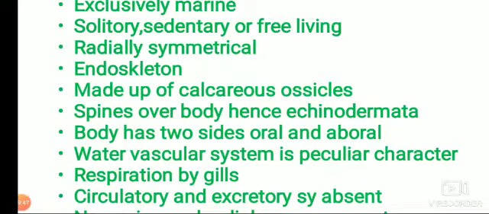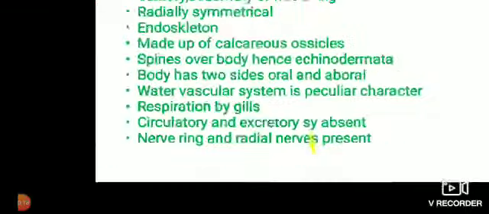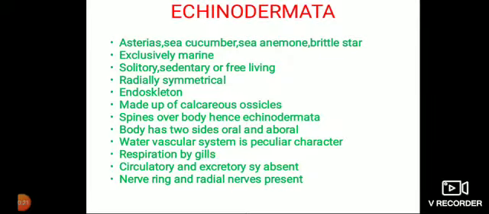Calcareous ossicles are present. Spines over the body. The body has two sides, upper and lower, the oral and aboral side. The peculiar characteristic of the starfish is the water vascular system. Multiple choice question. Respiration by gills, no circulatory system, and excretory system absent. The nervous system shows a nerve ring, and in the arms you will find the nerves called radial nerves. They are highly carnivorous.